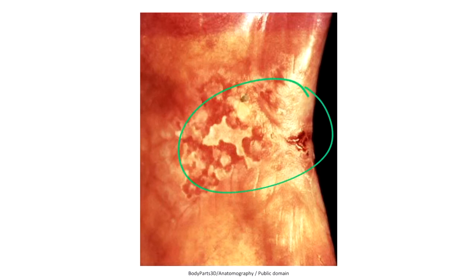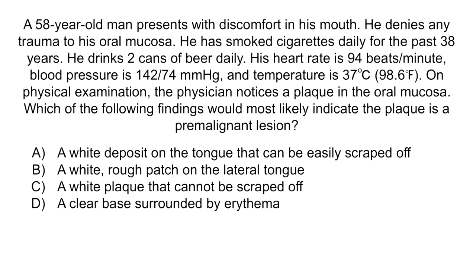All right, now that we've covered the information, let's review with a question. A 58-year-old man presents with discomfort in his mouth. He denies any trauma to his oral mucosa. He has smoked cigarettes daily for the past 38 years. He drinks 2 cans of beer daily. His heart rate is 94 beats per minute, blood pressure is 142/74 millimeters of mercury, and temperature is 37 degrees Celsius. On physical examination, the physician notices a plaque in the oral mucosa. Which of the following findings would most likely indicate the plaque is a pre-malignant lesion?